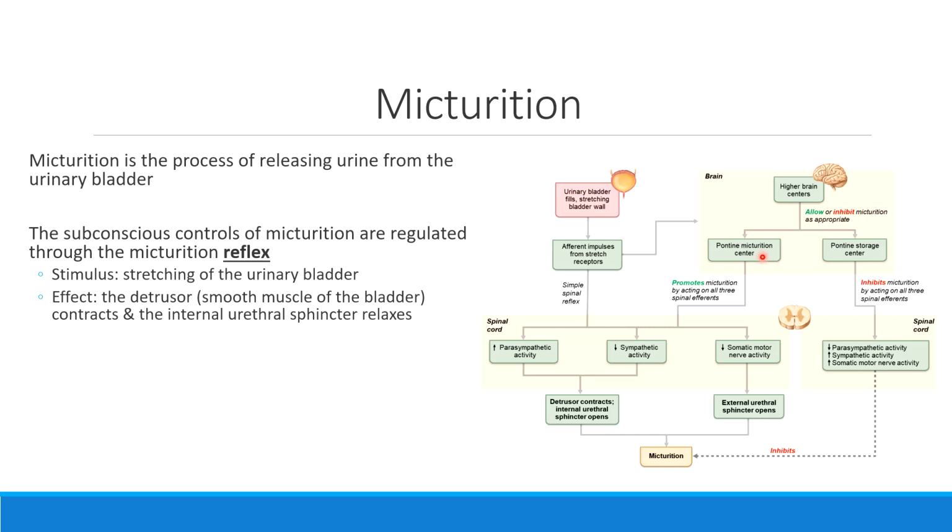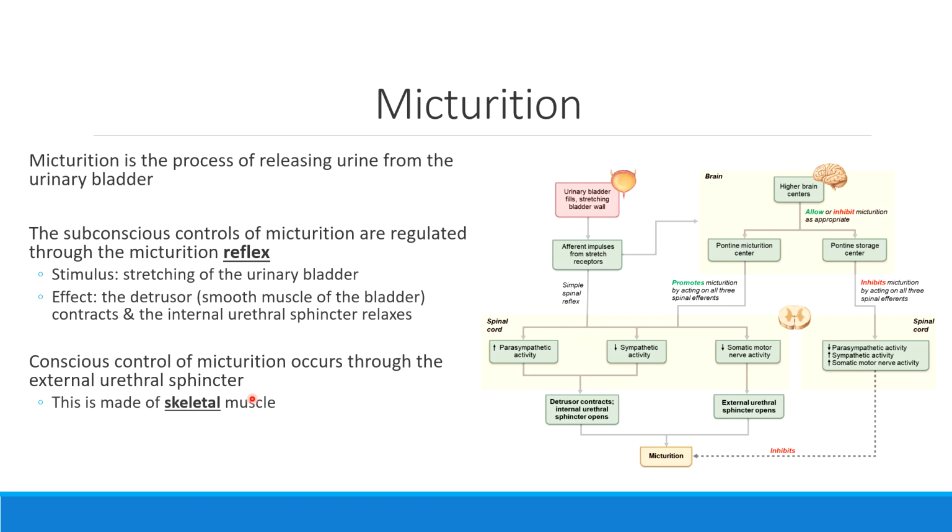Depending on whether we are activating the pontine micturition center or the pontine storage center, that's going to help us decide whether we will actually empty the bladder or whether we're going to do our best to hold it for later. So we have some conscious control over this micturition process. The primary mechanism that we have to consciously control this is called the external urethral sphincter. The external urethral sphincter is made out of skeletal muscle.